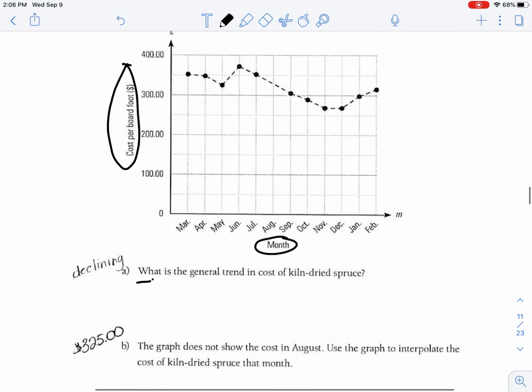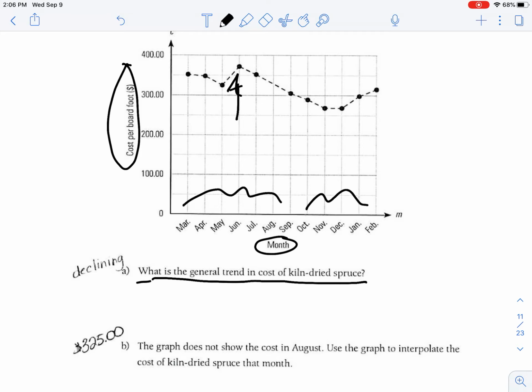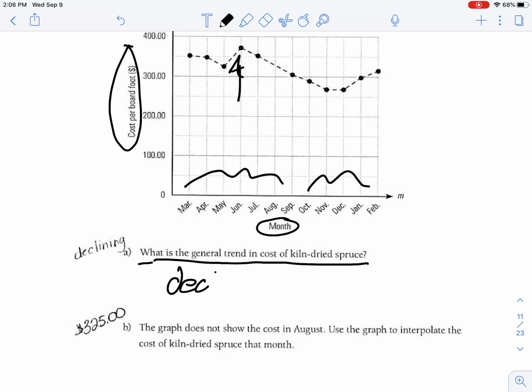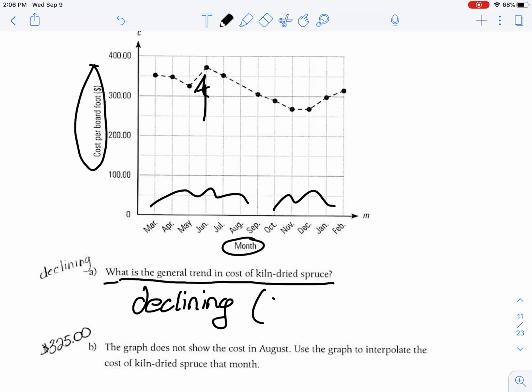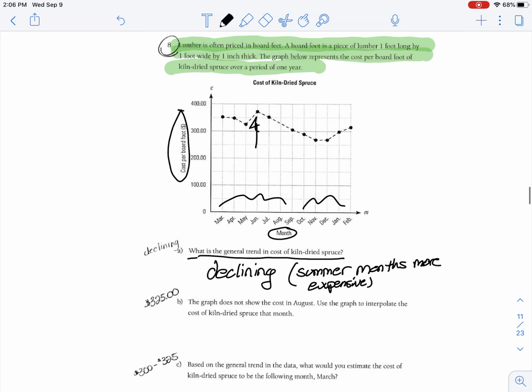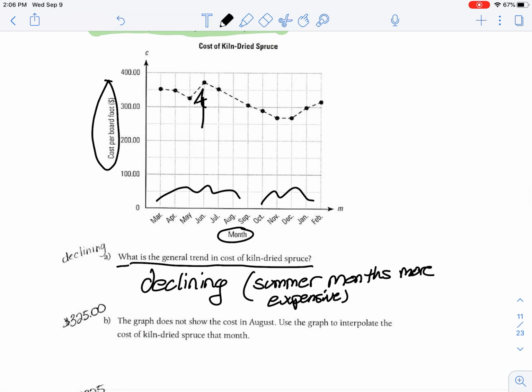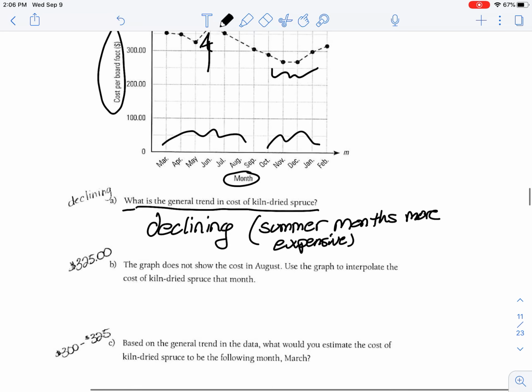as we go. So what is the general trend in the cost? Well, we can see the general trend is that it's more expensive during the summer months than the winter months. Okay, so it's declining, which is an easy way to say it. Or if you want to be more analytical, you could say summer months more expensive. And why would that be? Well, that's because people are probably buying this wood to build their docks and their decks and their outside things, where during the winter, it's not going to be as expensive because people don't want it as much, okay?